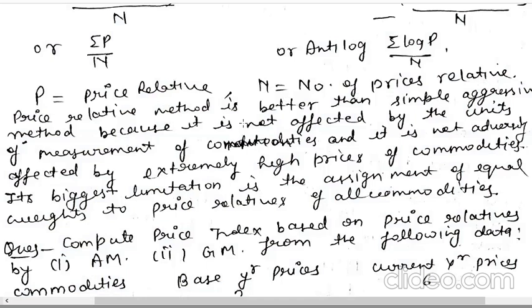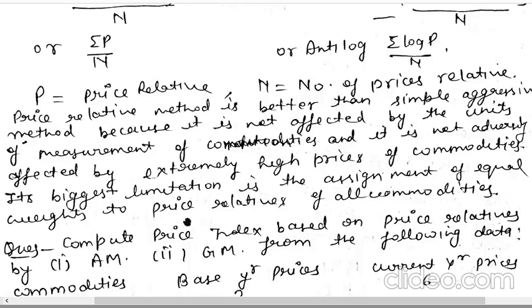The price relative method is better than the simple aggregate method because it is not affected by the units of measurement of commodities, and it is not adversely affected by extremely high prices of commodities. Its biggest limitation is the assignment of equal weights to price relatives of all commodities. So these are your demerits, right? Limitations of your price index number, right?